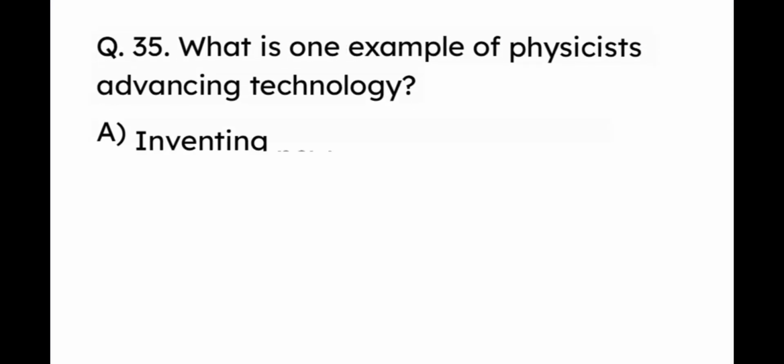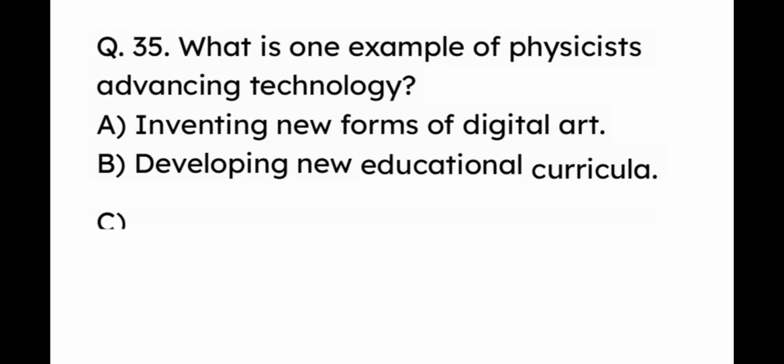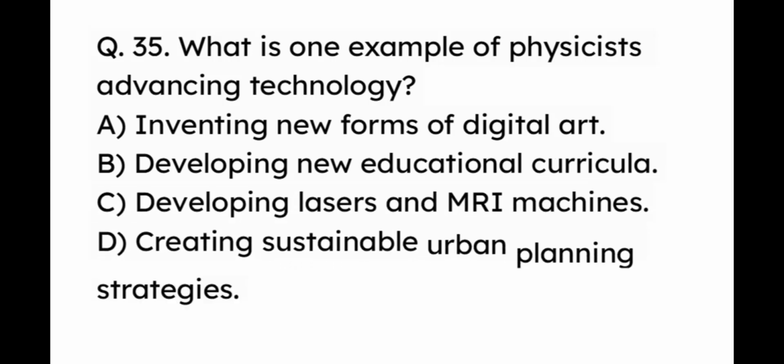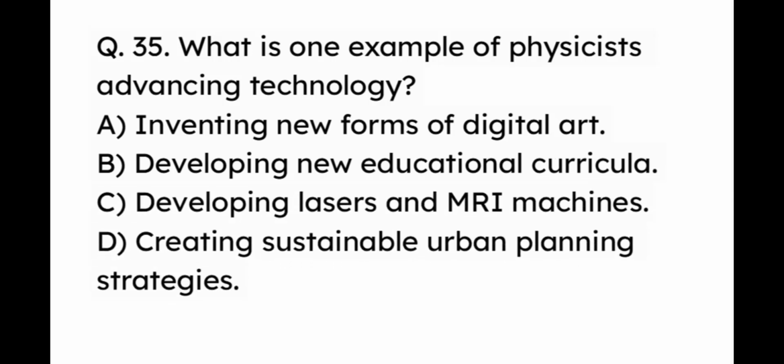Q35. What is one example of physicists advancing technology? A. Inventing new forms of digital art. B. Developing new educational curricula. C. Developing lasers and MRI machines. D. Creating sustainable urban planning strategies.